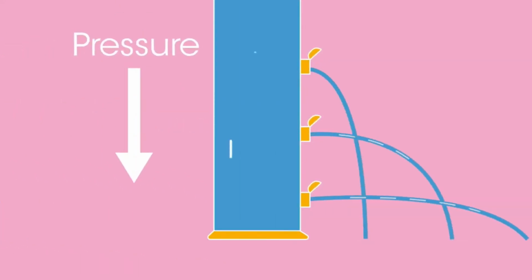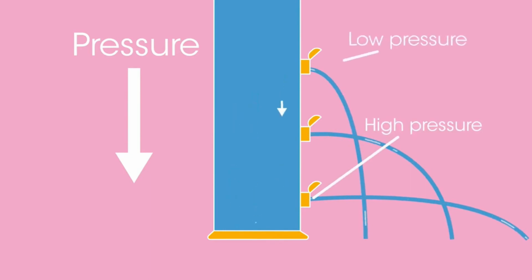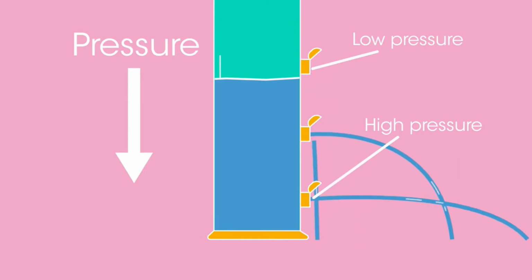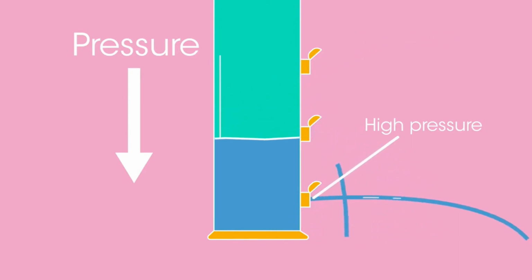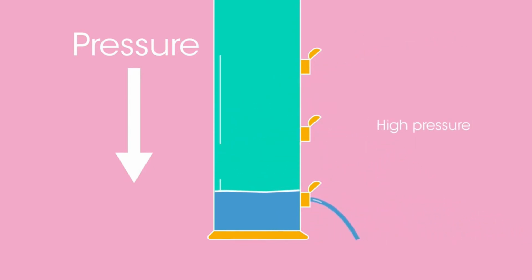In a column of liquid, the water will pour out through the holes in the side of the container. The water that pours out of the hole at the bottom of the container travels further than the water that pours out of the hole at the top. This is because the water at the bottom of the container is under greater pressure than the water at the top. The mass of the particles pushing down on the water at the bottom of the container creates more pressure. The deeper the liquid, the greater the pressure.